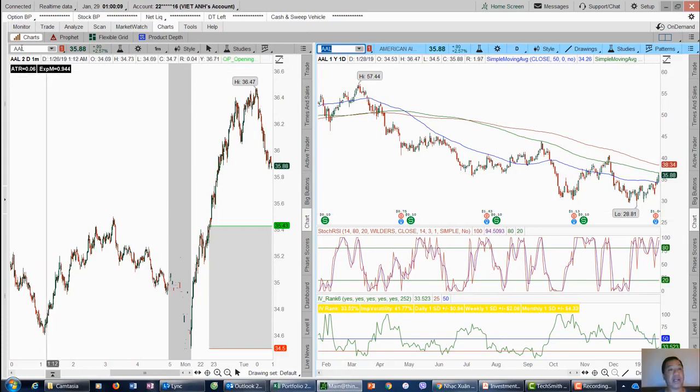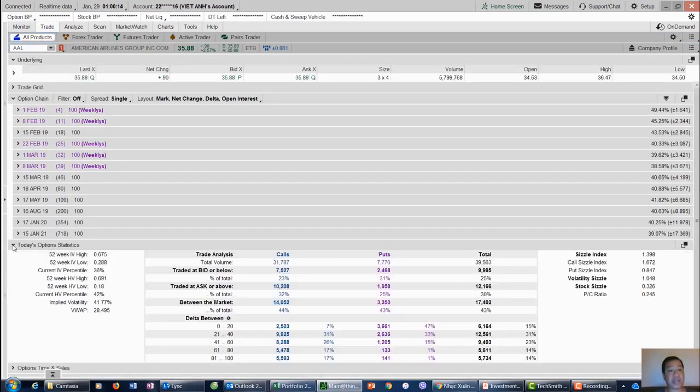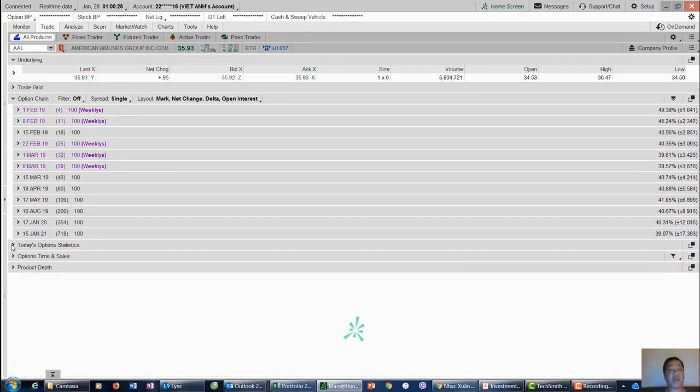So how do you check it out? Just go to Trade, and under Today's Option Statistics, you see the current IV percentile is showing 34, which is below 40, so relatively it is a low IV. So it could be a good starting point, right?